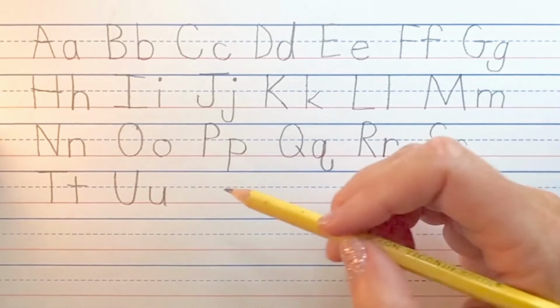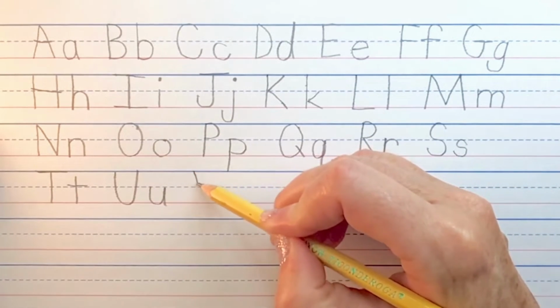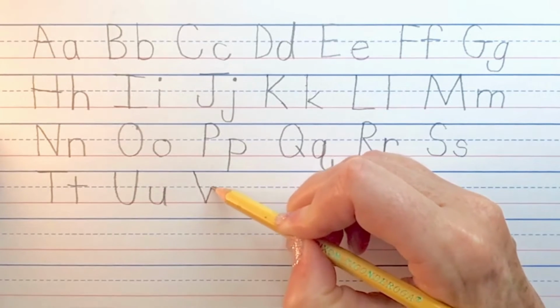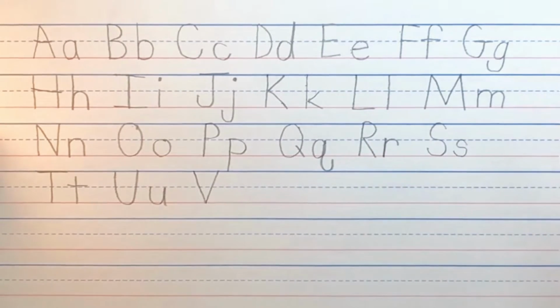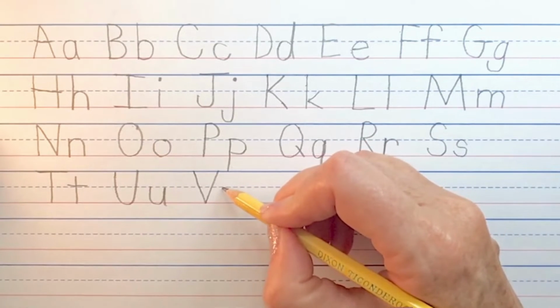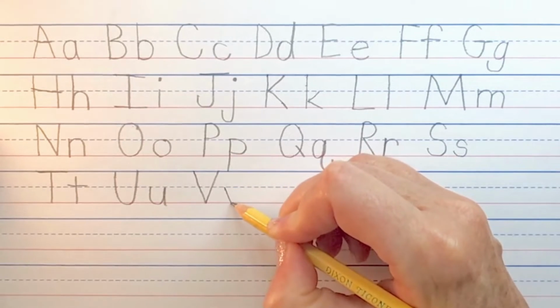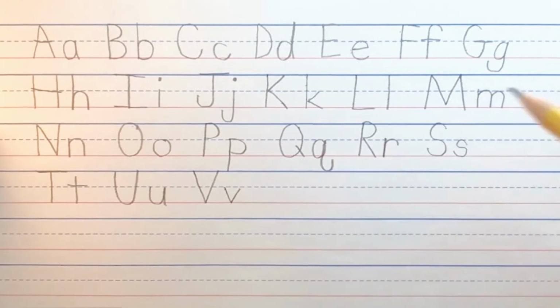V, start at the top, slide and touch, push up. Lowercase V looks just like uppercase V, just smaller. Start in the middle, pull down, touch, push up.